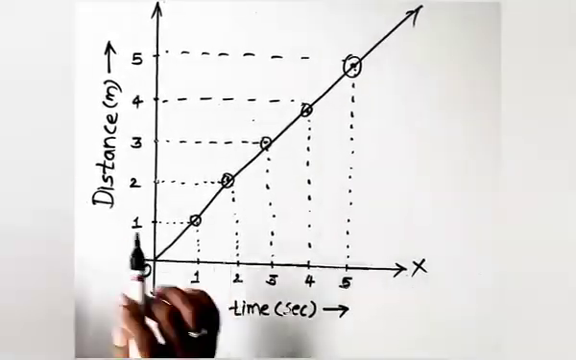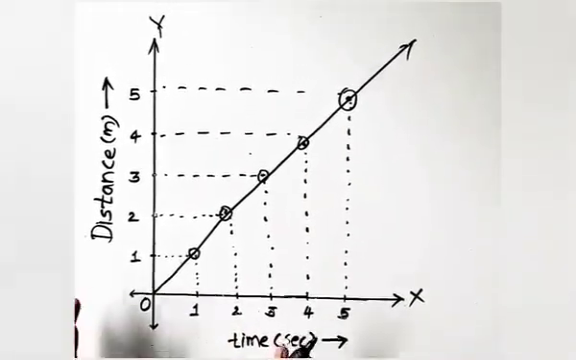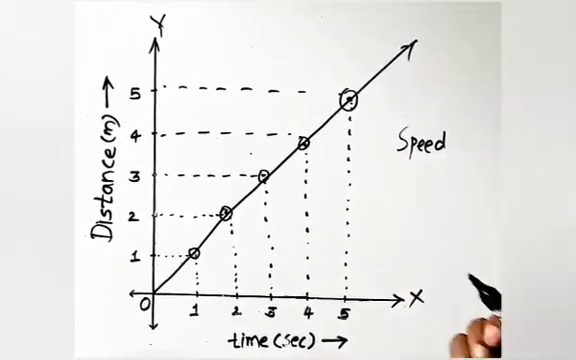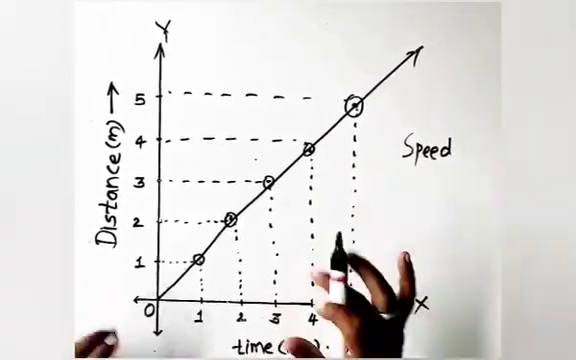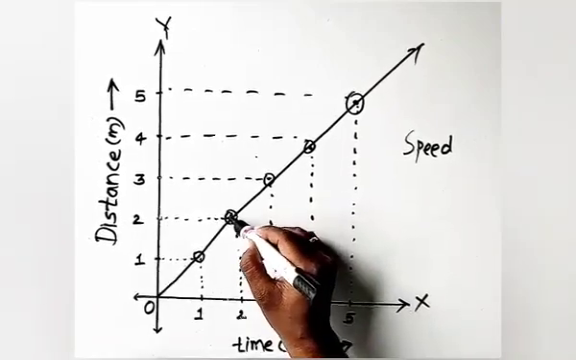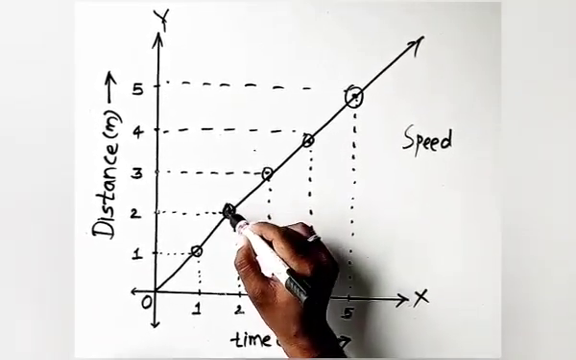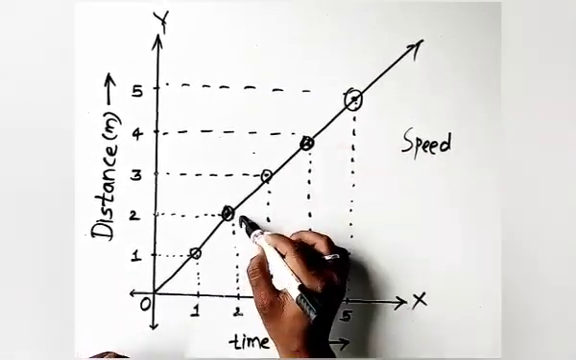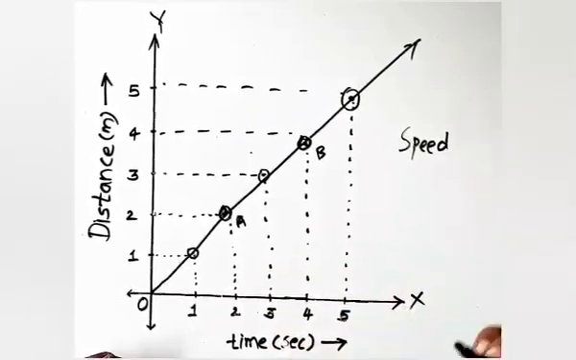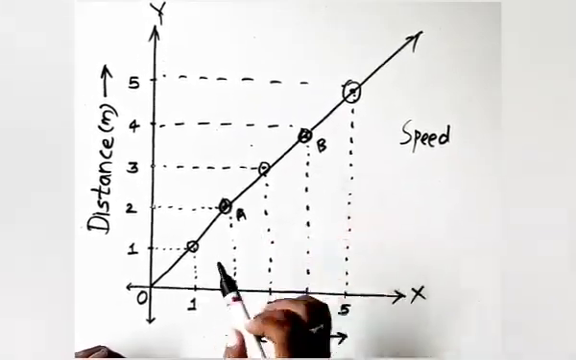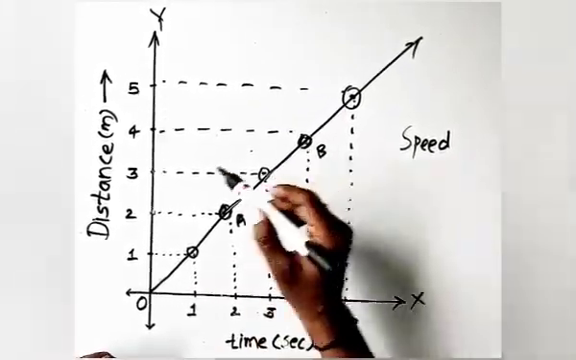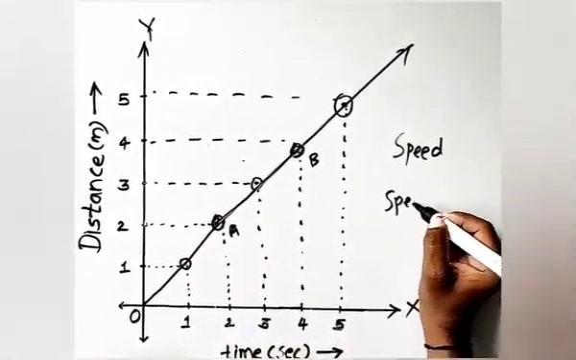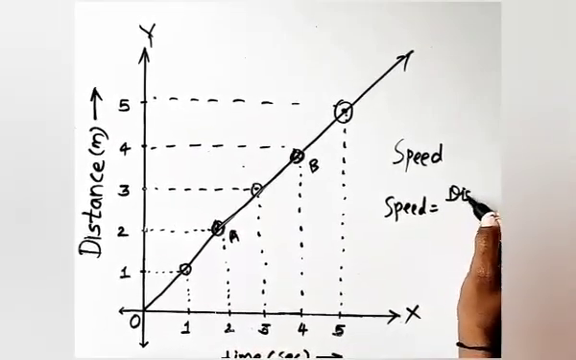Now as this graph is distance versus time, it actually represents a quantity that is speed. Now how do we calculate the speed from this given graph? For that, let's assume that the object has moved from 2 seconds to 4 seconds. Let's assume this point as A and this as B. Now from A to B, it has covered a distance of 2 meter, and as we know, speed is equal to distance upon time.